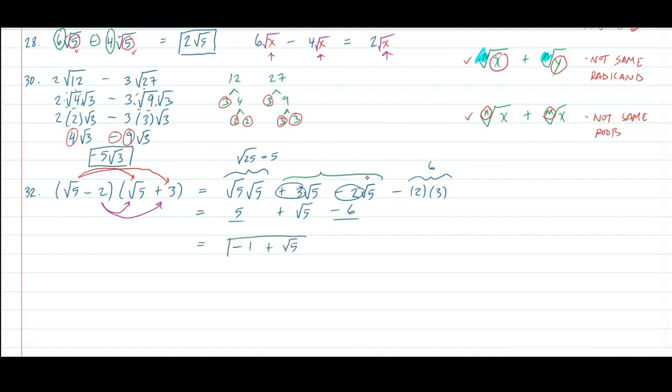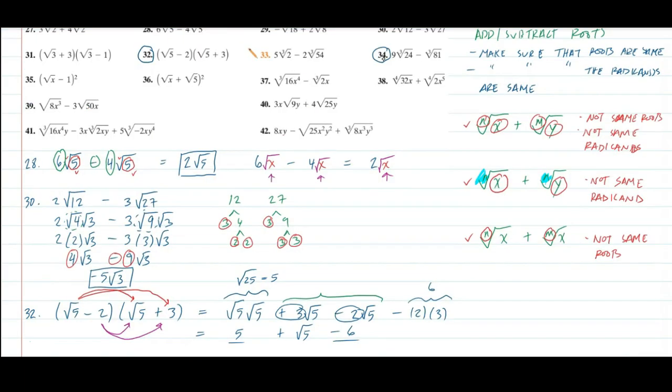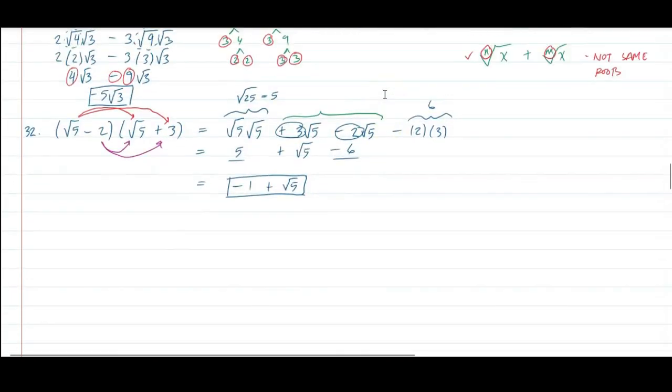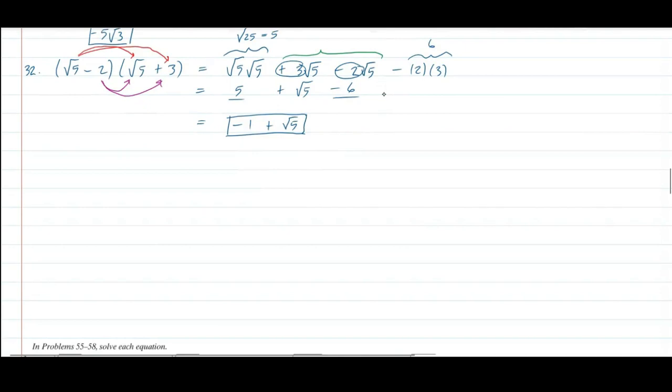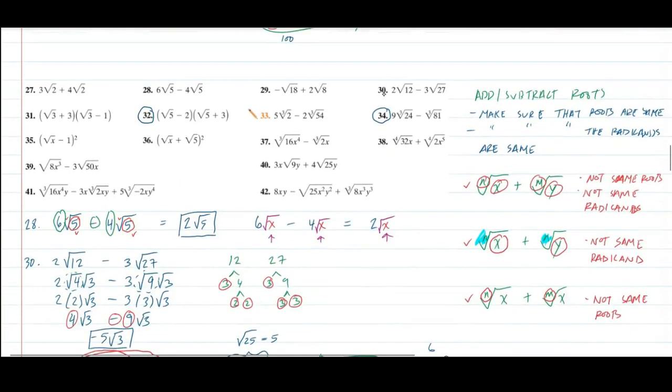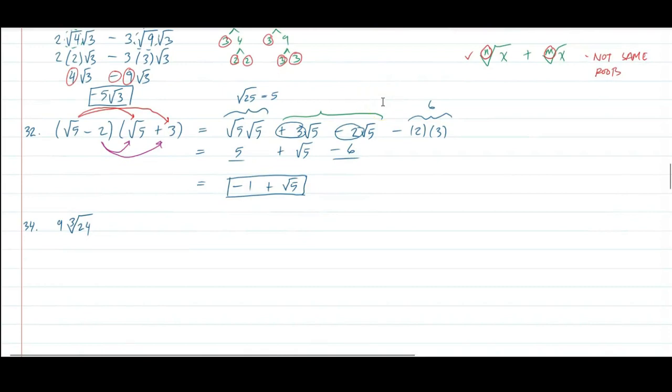And once again, we are done with this question right here. Okay? In number 34, it says 9 multiplied by the third root of 24. You now know enough where if you wanted, you could pause this video and try this by yourself and just be more convinced of it. So 9 multiplied by the third root of 24 minus the third root of 81.